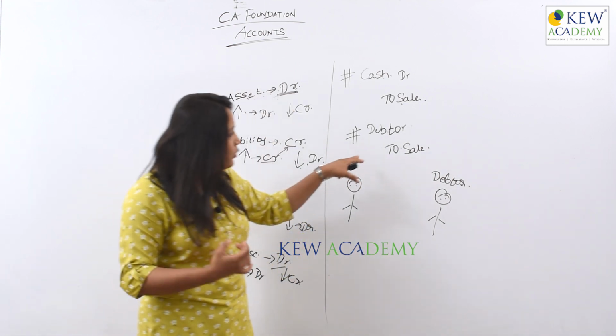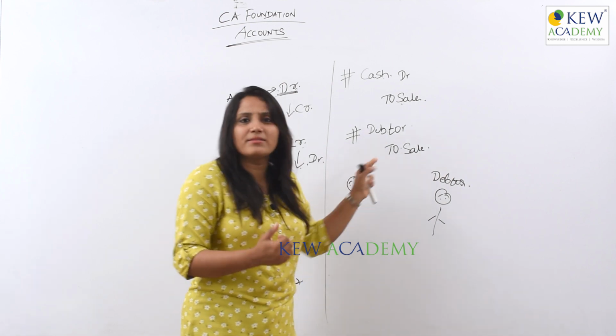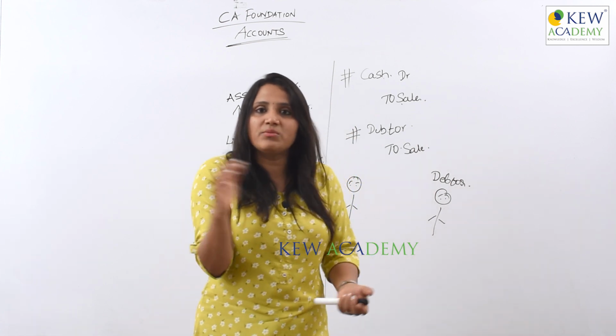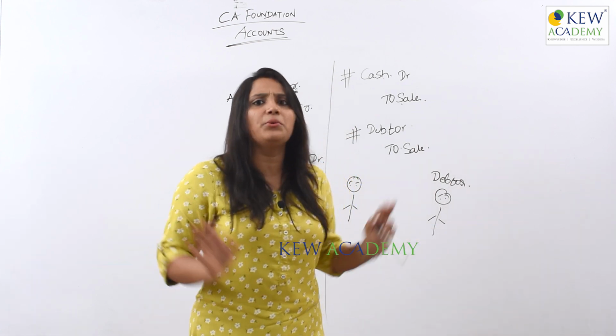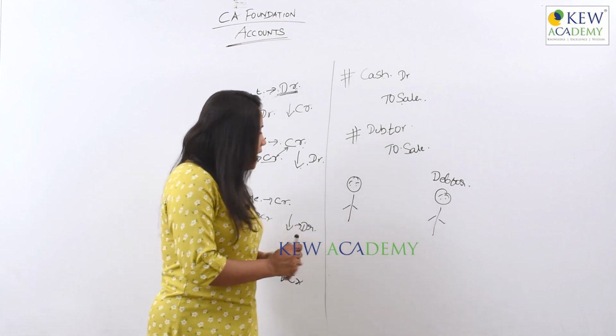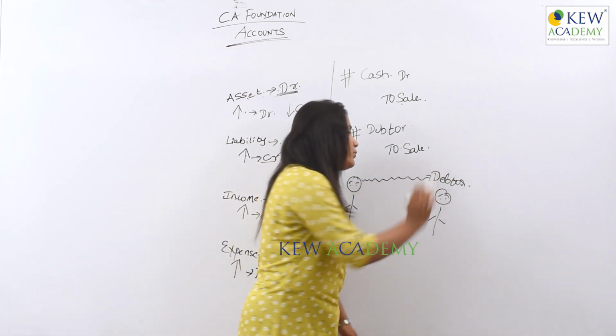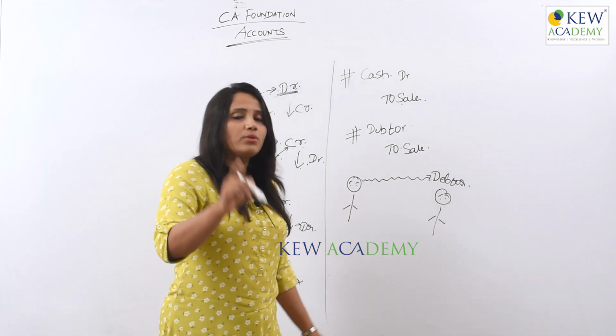Ma'am, materialize means how, ma'am? I want to encash this transaction. Debtor to sale means no, it's a receivable. I have not received the money, so I cannot do anything. So what I have done is, I went to this debtor's home and told him, hey, you have to pay me.